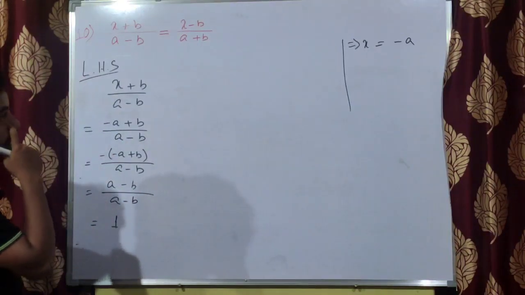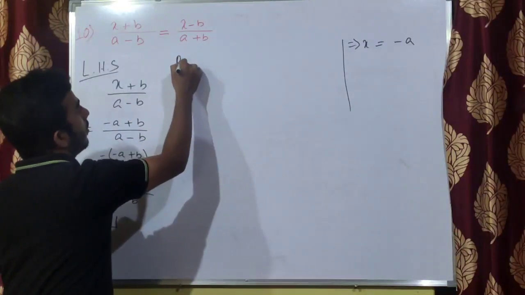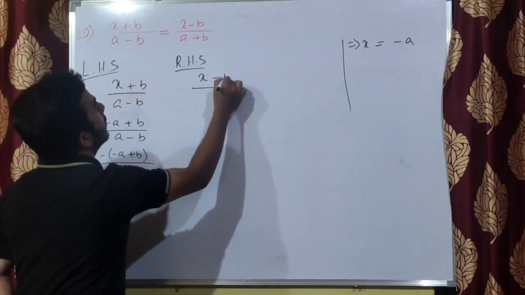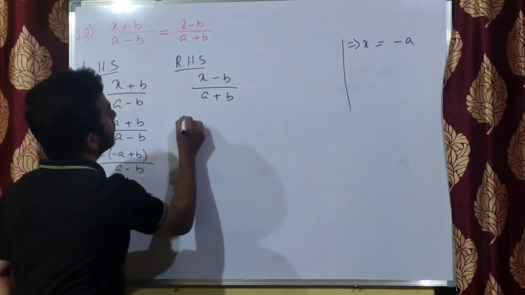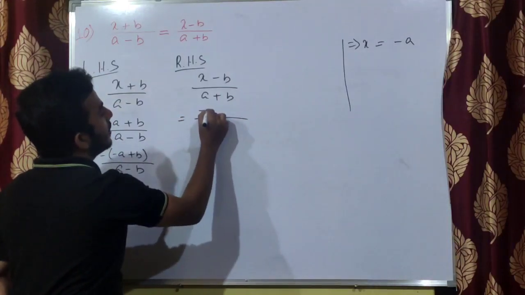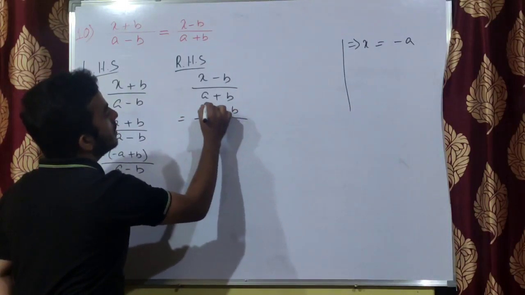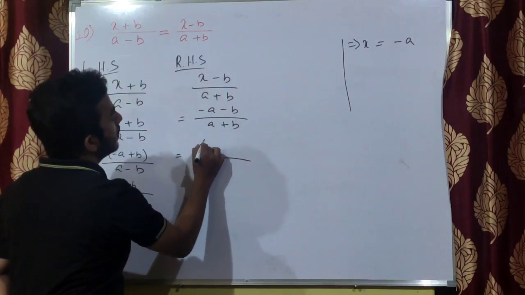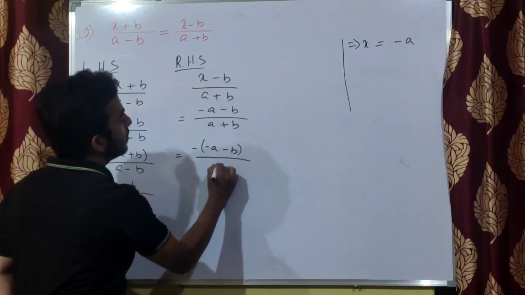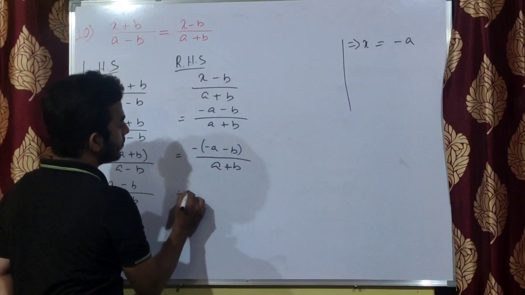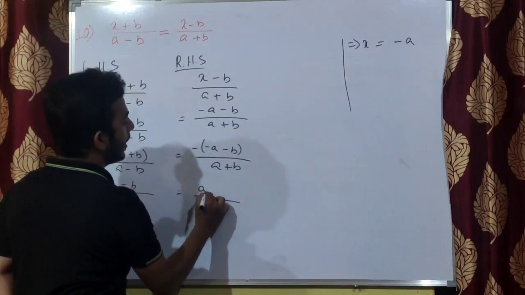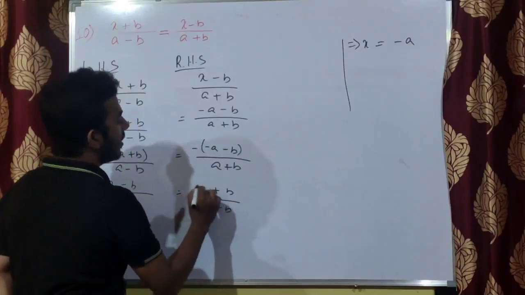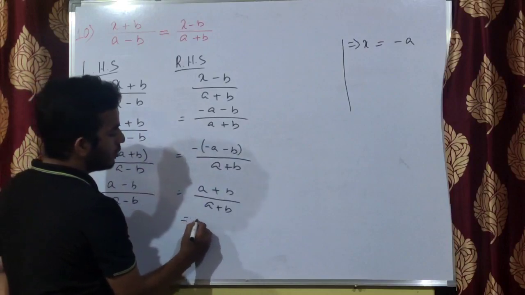Now we will find whether RHS is also 1 or not. So the right hand side is (x minus b) by (a plus b). The value of x is minus a. So minus a minus b, then a plus b. Here also if we take minus common, it is minus of (a plus b) by (a plus b). Minus minus will be plus. So a plus b divided by a plus b equals 1.